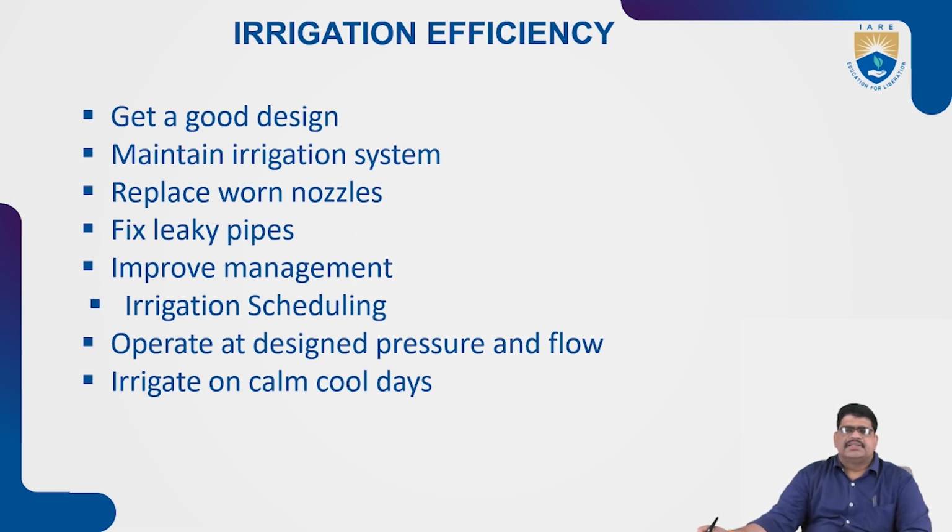Next, maintain the irrigation system. It has to be properly maintained. Replace the old nozzles, fix leaky pipelines and improve the management. Next, maintenance of the water pipeline, through which water is carried from one place to another. Next, irrigation schedule: how much water is to be scheduled. The operation is designed for the pressure and flow, and irrigate on the calm, cool part of the day. Those were some of the irrigation efficiency points.